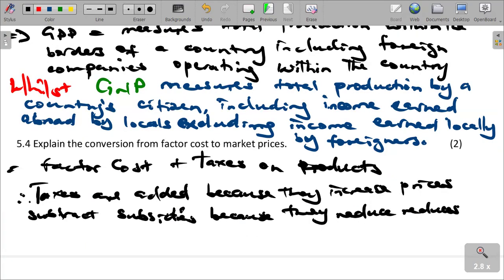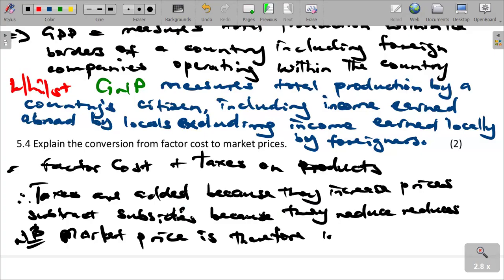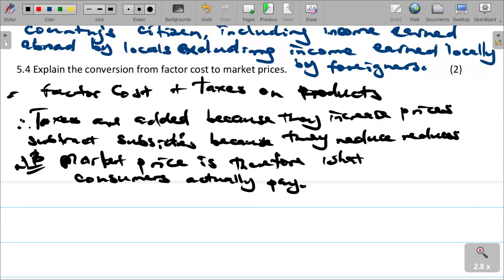So what you need to understand is that market price is what consumers actually pay. What consumers actually pay is what you call market price.